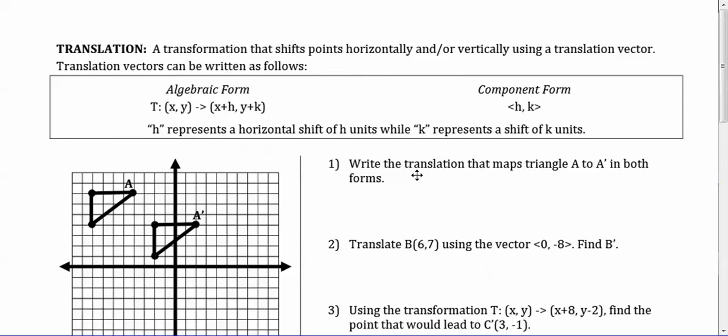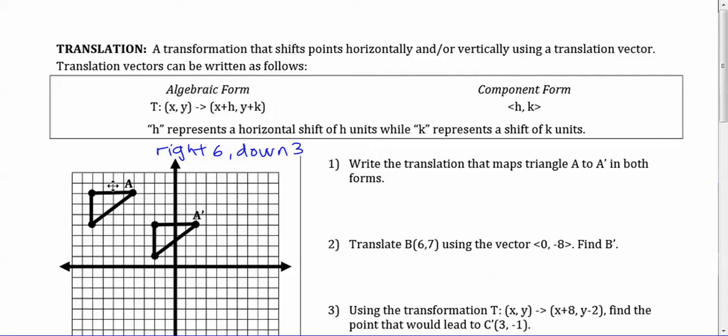Number 1 says write the translation that maps triangle A to A prime in both forms. So here is A and here is A prime. Remember, A is the before and A prime is the after. So if I look at what's happening in the x direction, I started off here and then I moved to the right. Before, the x was at -4, and now the x is at +2. So that means it's moved 1, 2, 3, 4, 5, 6 to the right, and then down 3. So in regular English terms, it's moved to the right 6 and down 3.